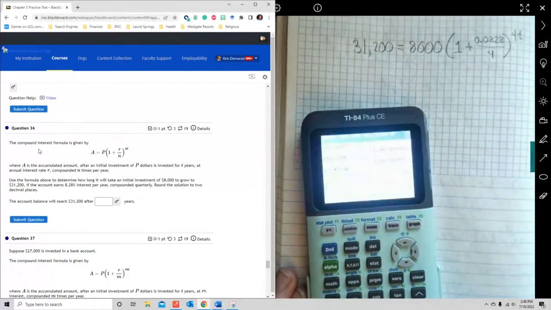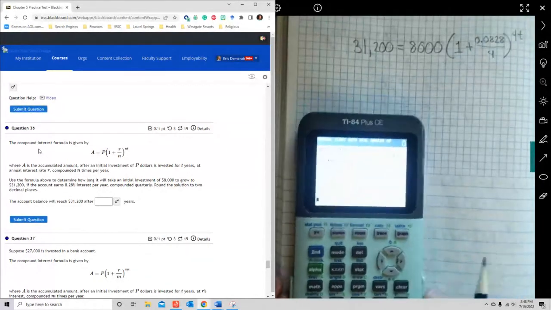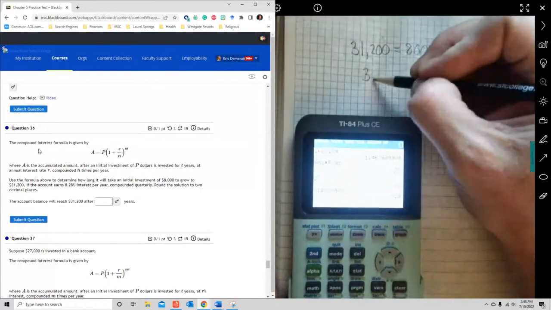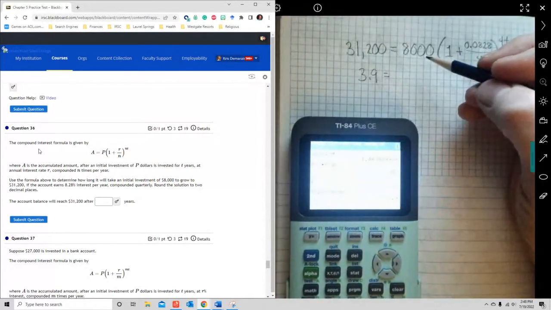So taking the value of 31,200, we're going to divide it by 8,000. And then we're going to get 3.9. So I'm just punching in my calculator. I'm telling you what to punch in.